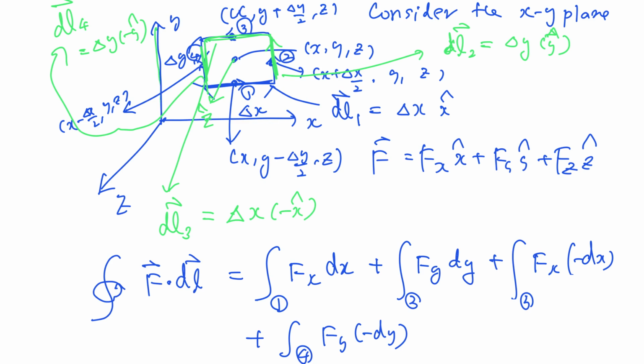So 1, 2, 3, 4 is counterclockwise, and the line integration depends on the direction. It's a little bit complicated, right? So maybe you need to make a copy. So let's try 1 plus 3.